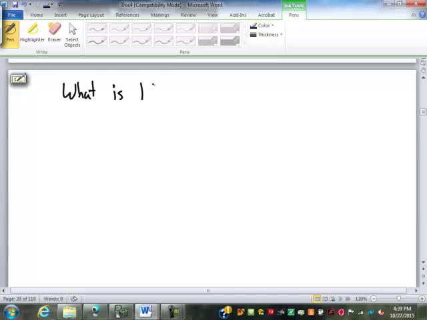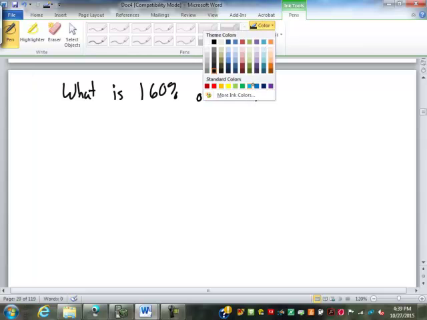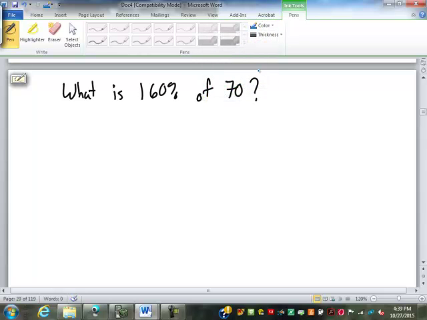What is 160% of 70? So to set this up, of course, again, I start with the percent. What's my percent going to be here? 160%, so that's going to be written as 160 over 100. On the other side, we have two numbers. We have a missing number and we have the 70. Which one goes with the 160?